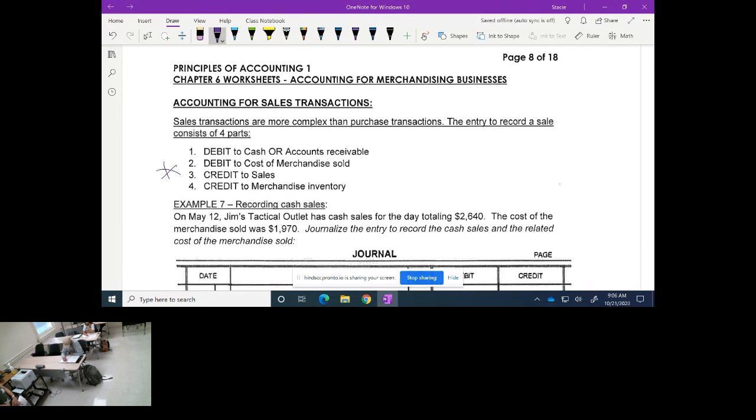Make sure you have at least 4 lines on every sales entry, because you've got to record either cash or receivables.